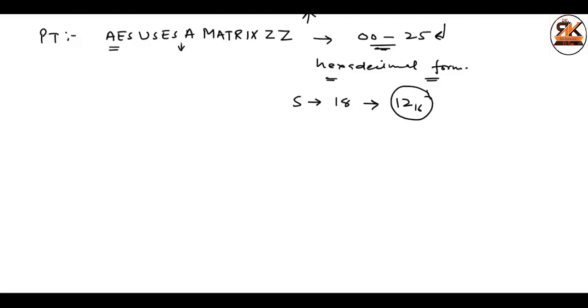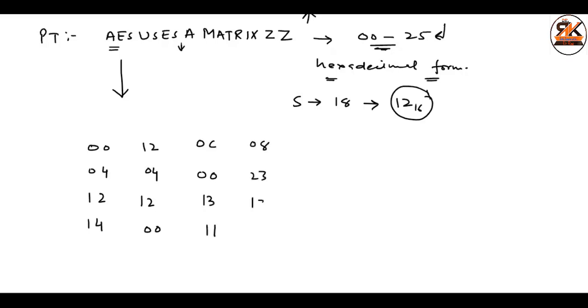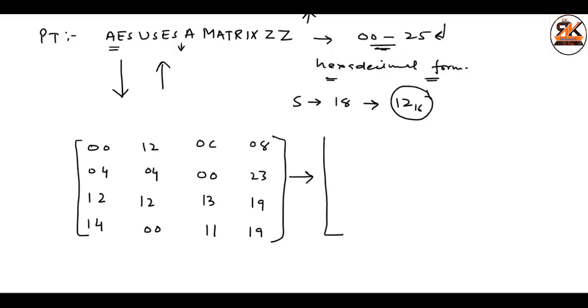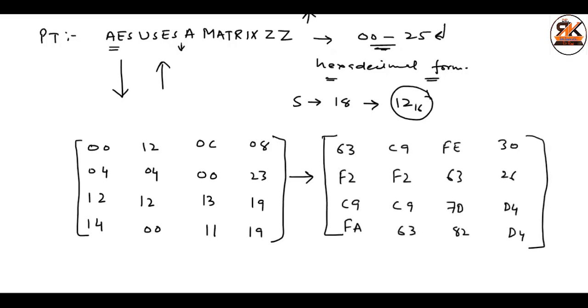Okay, so corresponding to this plain text, you can have the plain text matrix as shown. And when you substitute the values from the sub-byte table, you are going to replace this matrix by the following values. This is the matrix you obtain after looking into the sub-byte table.